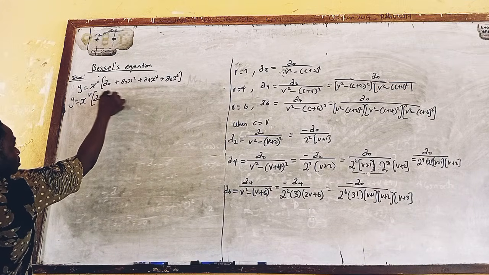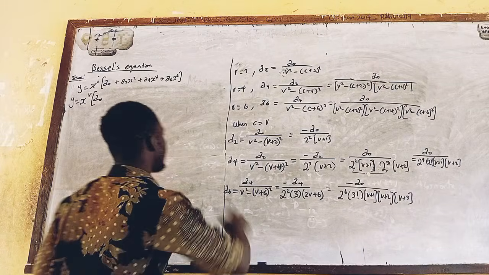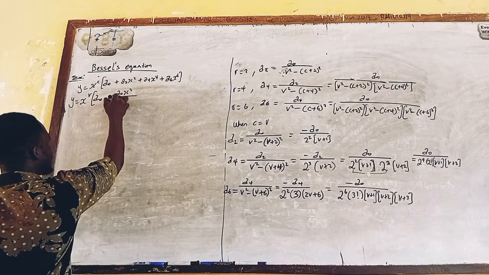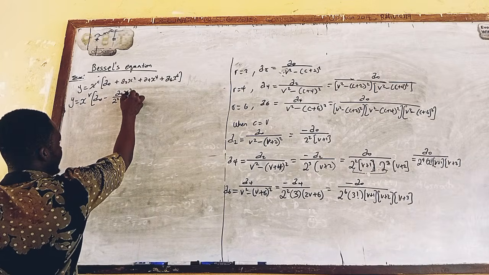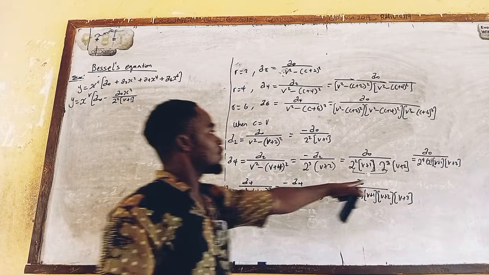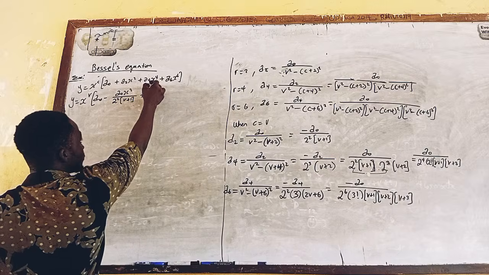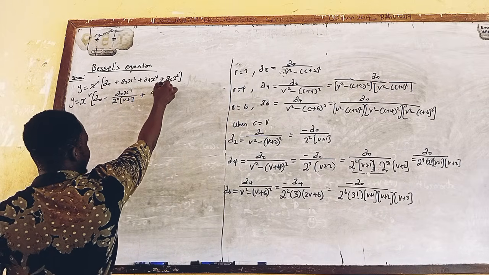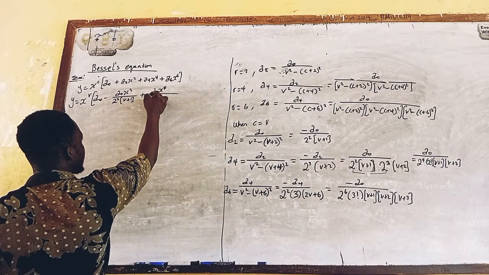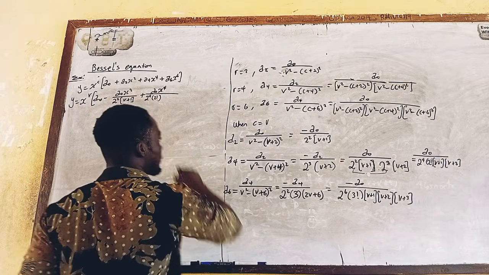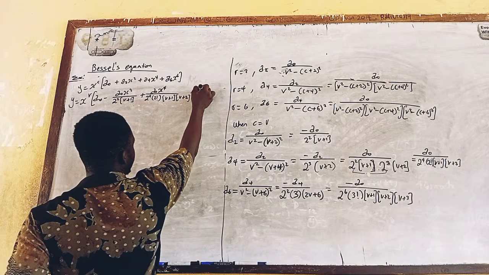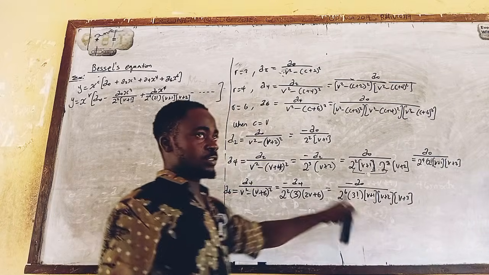Open bracket a naught. A2, what is A2? Minus a naught x square over 2 square v plus 1. The next one is A4. What is A4? A4 equals a naught x raised power 4 over 2 raised power 4, 2 factorial, v plus 1, v plus 2, minus, you write this one, you write it there.